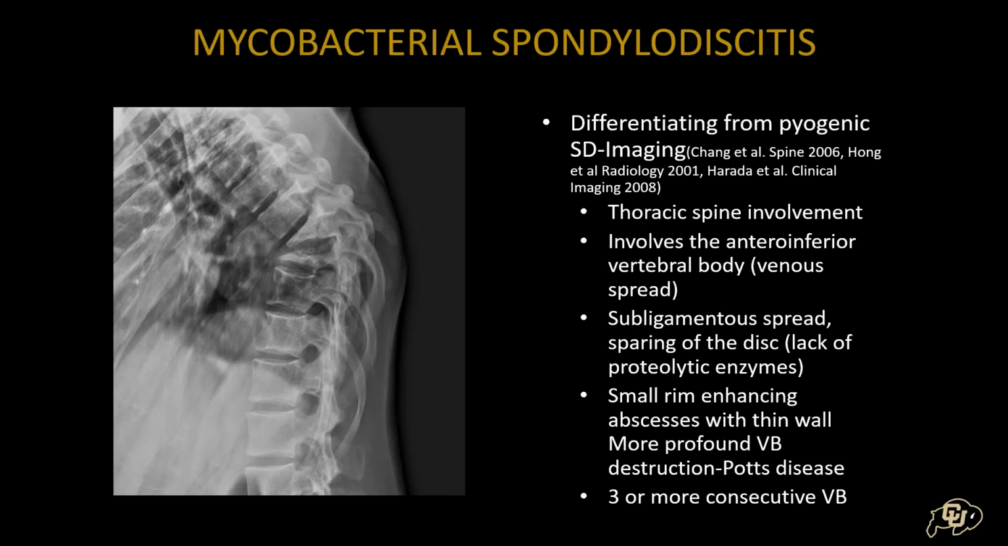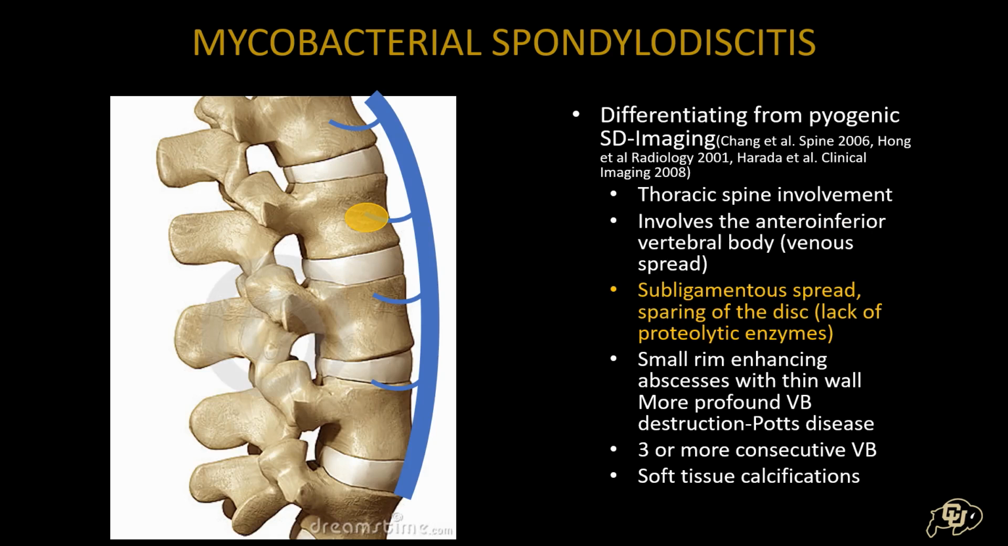Okay, so let's get to mycobacterial spondylodiscitis, or TB spondylodiscitis. Now, the difference in this infection over pyogenic is that it likes the thoracic spine, to the point where I would say if you see isolated infection in the thoracic spine and nothing in the lumbar spine, start thinking about TB or your atypical infections, because pyogenic Staph aureus really doesn't isolate to the T-spine without having intervention in that area.